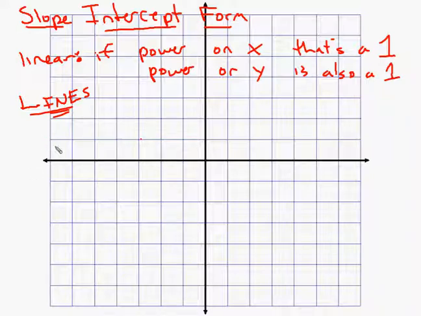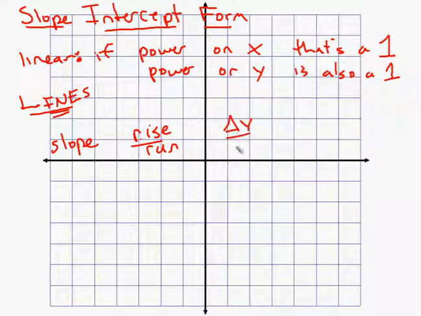Yesterday, or actually Friday, we did slope. And we said slope is rise over run, which we said is change in y over change in x. And we used an m to represent that: m equals change in y over change in x. Usually when you see m, we are talking about slope.